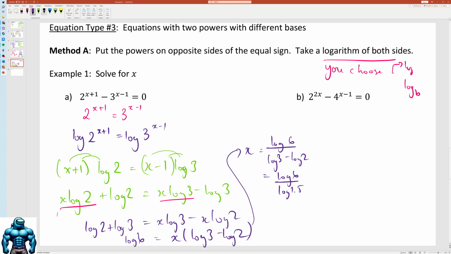And I think at this point, we're going to call it. I don't believe this has a good answer. So let me just try it out just in case. We have the log of 6 divided by the log of 1.5. Yeah, not a clean answer. We're going to leave it right there.